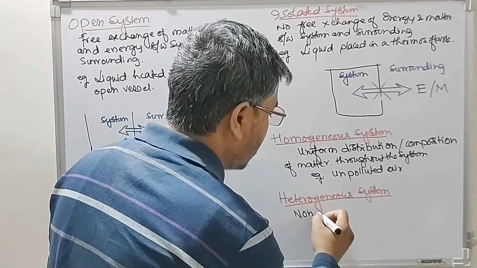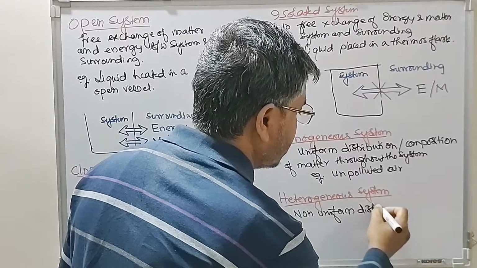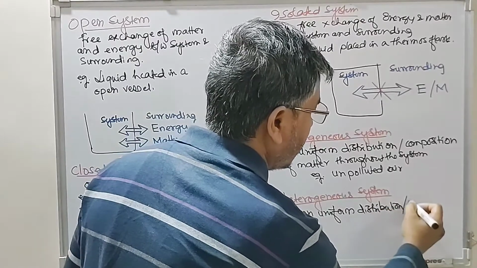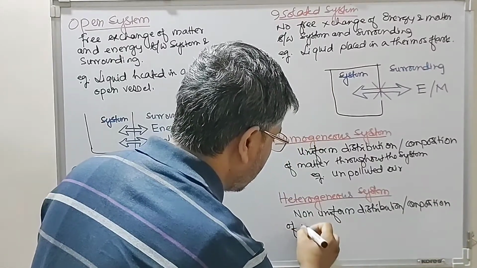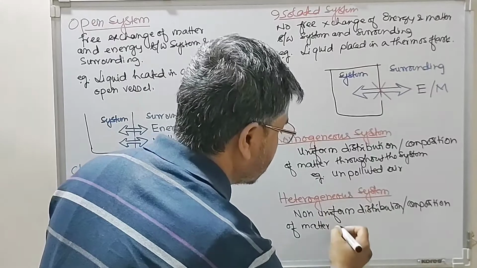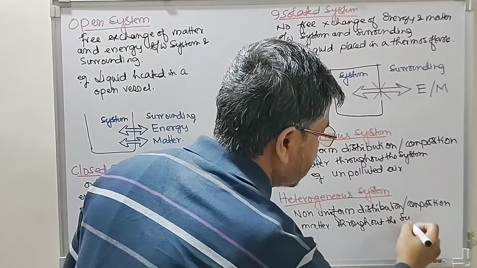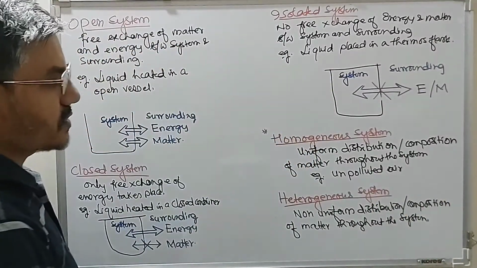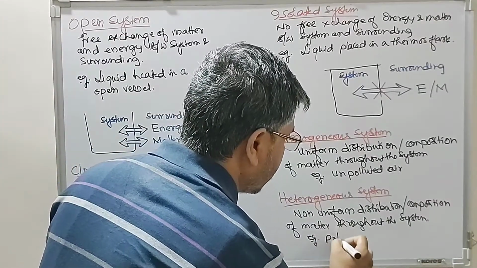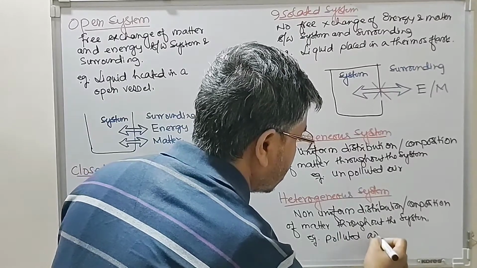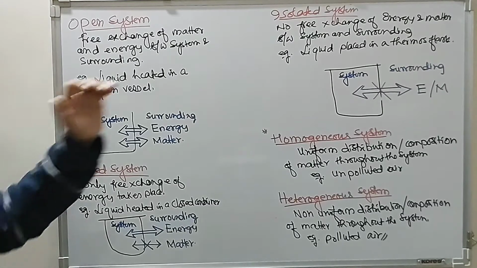That is, non-uniform distribution or composition of matter throughout the system, that is what we call a heterogeneous system. Example is polluted air. So this is homogeneous and heterogeneous, apart from this open, closed and isolated system.